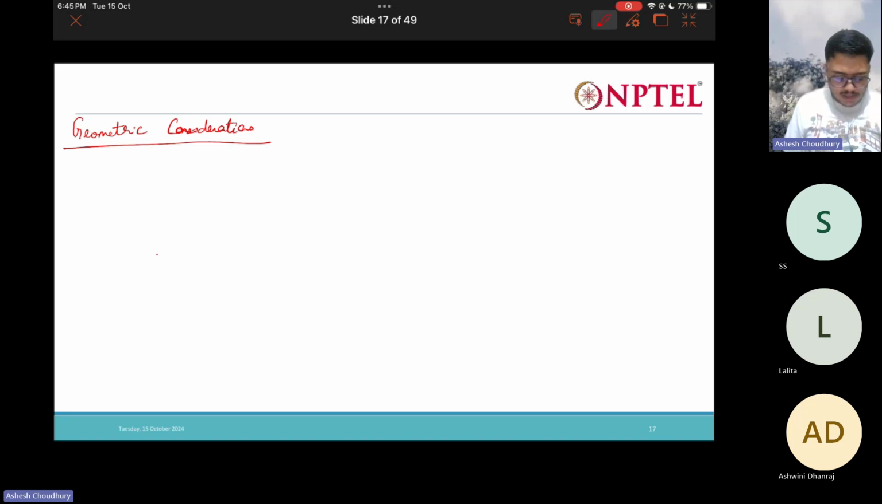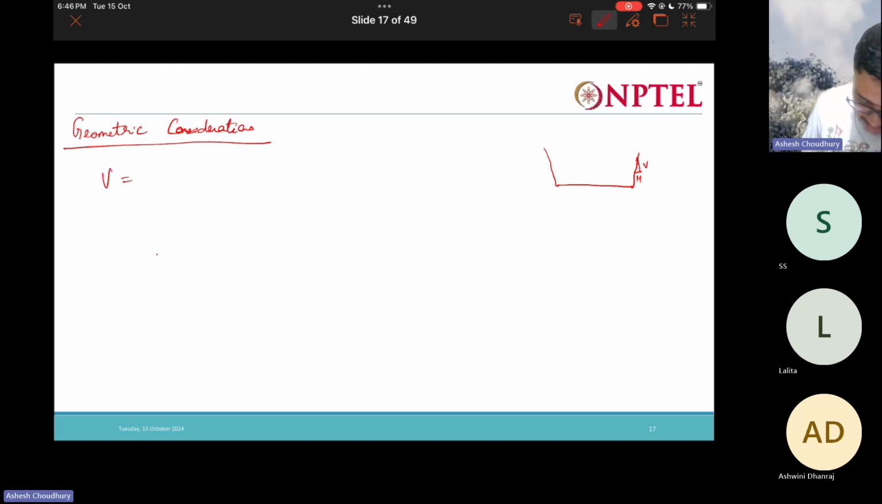Geometric considerations. So what does this say? You have to construct a lined system like this, say for holding water or whatever it may be. You have some slight slopes here, horizontal to vertical, like this. So what is the volume of this structure? How do you determine that?